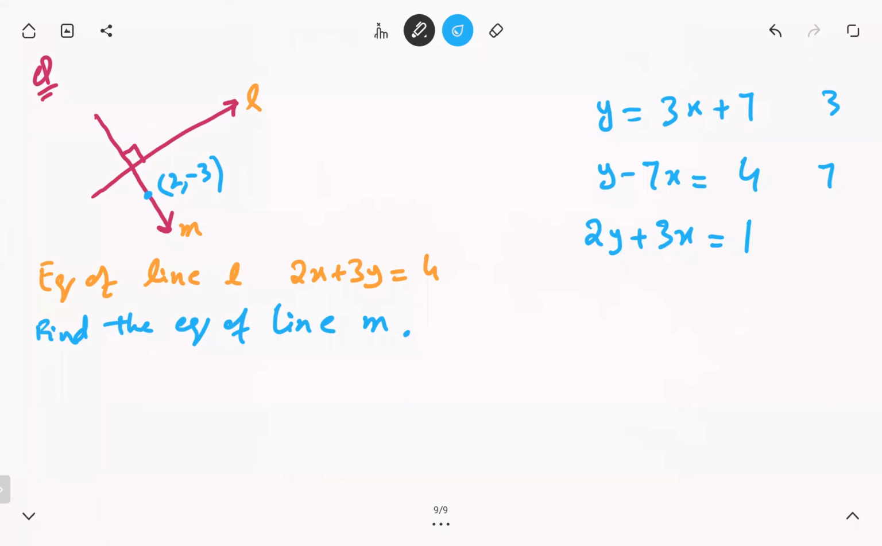-3/2. Because first you shift 3x, it will become -3x. To make y the subject, the 2 gets divided on the other side, and when the 2 is divided, the denominator of -3 becomes 2. So the gradient will be -3/2 for this. Now let's discuss this particular question.